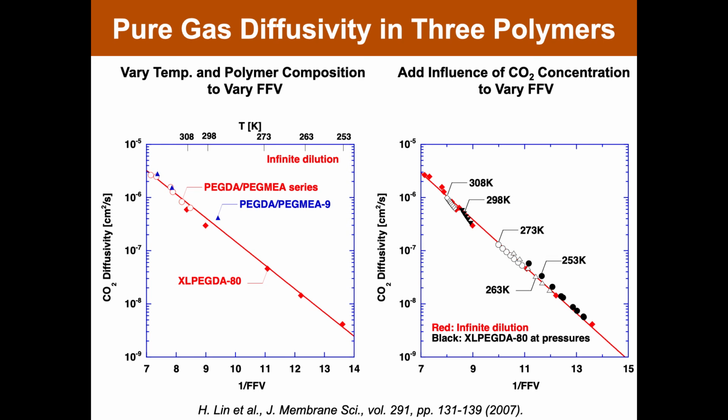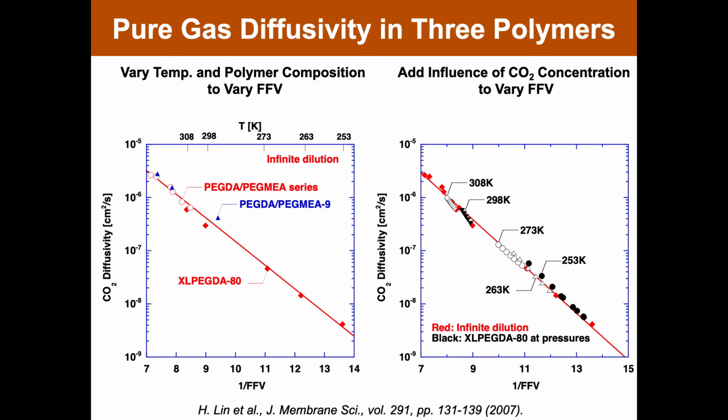Now we can use the Chow model to estimate how much the Tg changes as we add more and more CO2 to these materials, because the CO2 will plasticize these polymers. And so now we go from a series of different polymers at a variety of temperatures to that same series of polymers at a variety of different temperatures, but also now with different levels of penetrant in them.